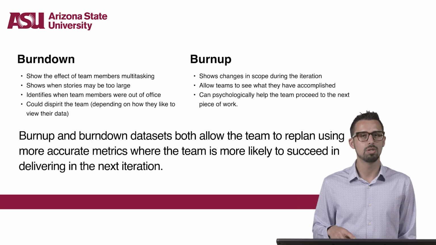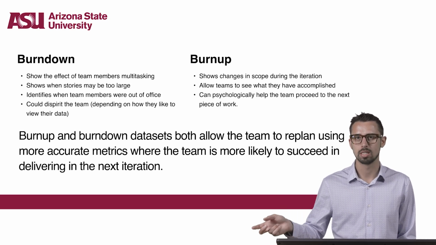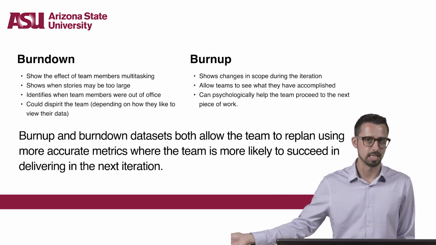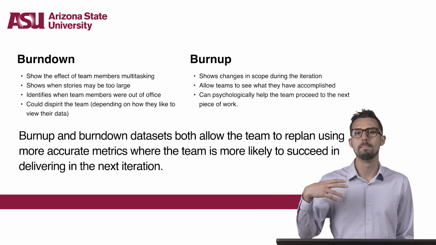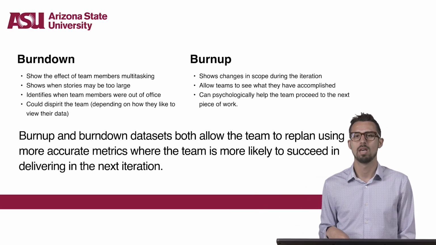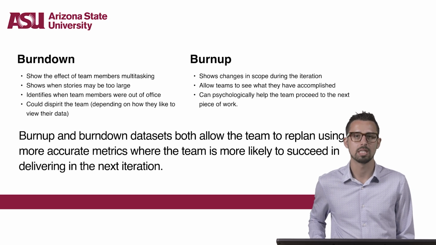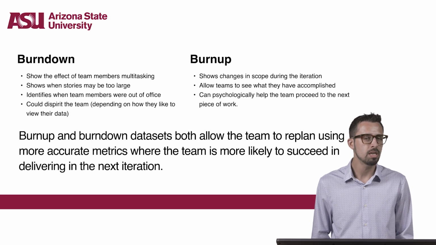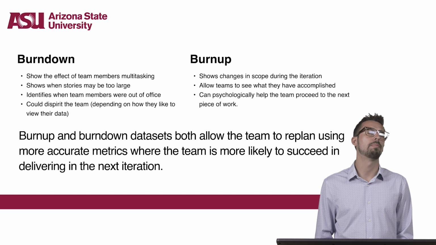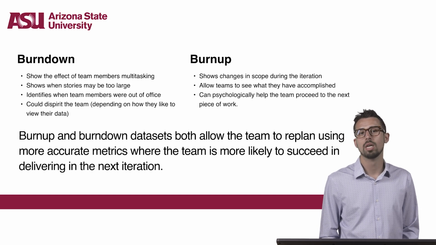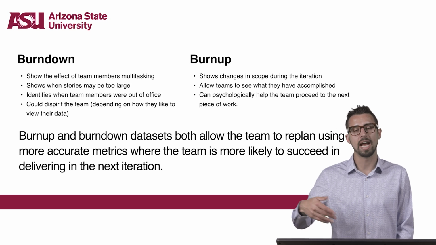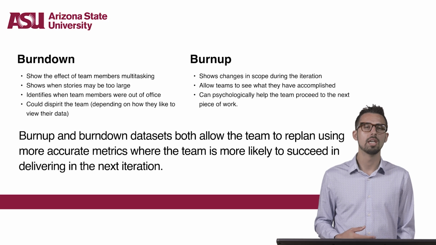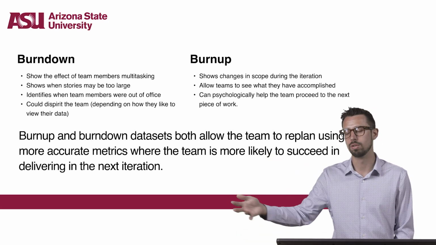Whether teams use burn down or burn up charts, they will see what they have completed as the iteration progresses. At the end of the iteration, they might base their measure of capacity, how many stories or story points, on what they completed in the previous iteration. This allows the project manager, along with the team, to replan using more accurate metrics where the team is more likely to succeed in delivering the next iteration so that they can improve those going forward.